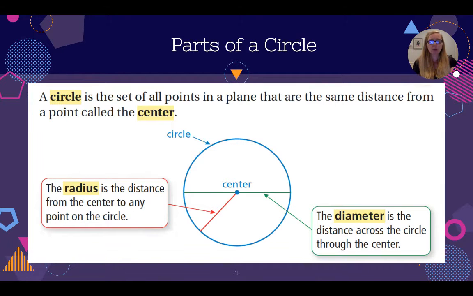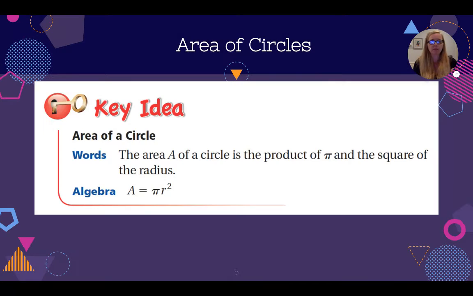Here are the parts to a circle. Just as a reminder, we're mostly just going to be working with the radius and the diameter and the relationship between the two of those. So the diameter is the full length across the circle, where the radius is just half that distance.